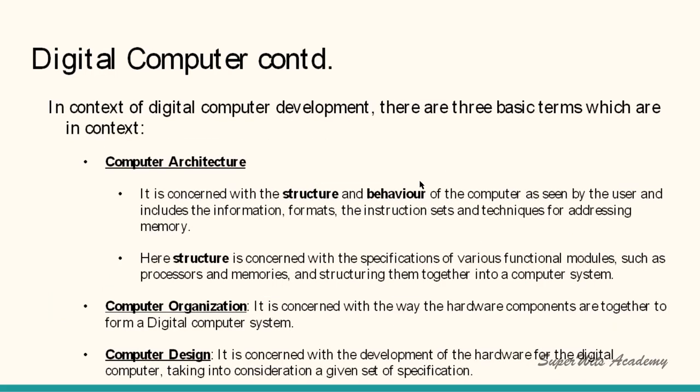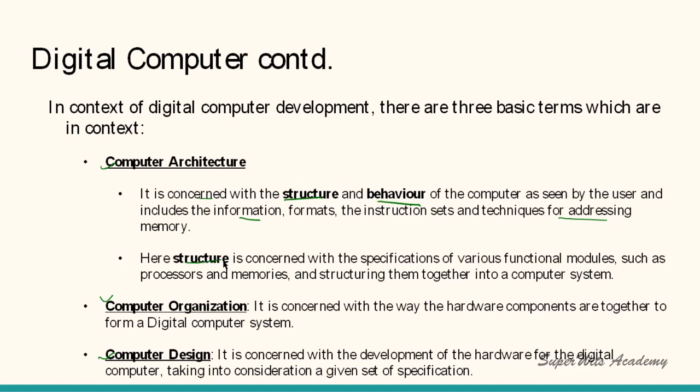Now moving on to the next part of the digital computer, you will generally have heard of three terms: computer architecture, computer organization, and computer design. They are all correlated to each other. So let's start with computer architecture. It concerns the structure and behavior of the computer as seen by the user, and includes information formats, that means the format in which data is supposed to be represented, as we have already discussed about unsigned decimal numbers, BCD numbers or letters, and so on. It also includes instruction sets, which are supposed to run as a program on your hardware, and the techniques for addressing memory. Because we are talking about data here, the information is supposed to be stored somewhere, so some kind of addressing mechanism is also required. So computer architecture defines the structure and behavior.